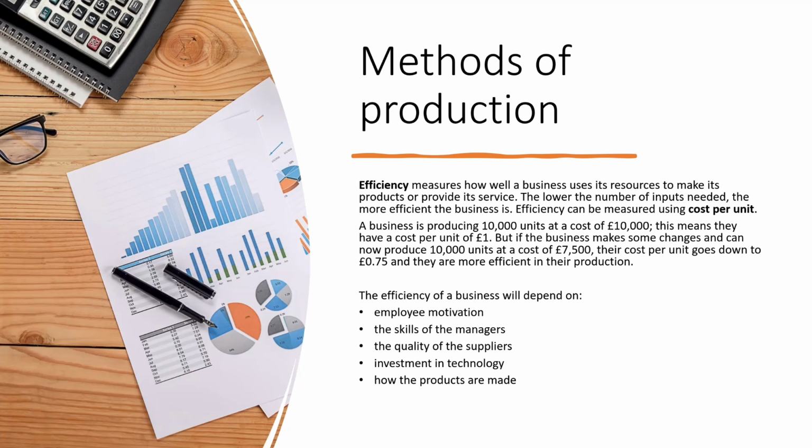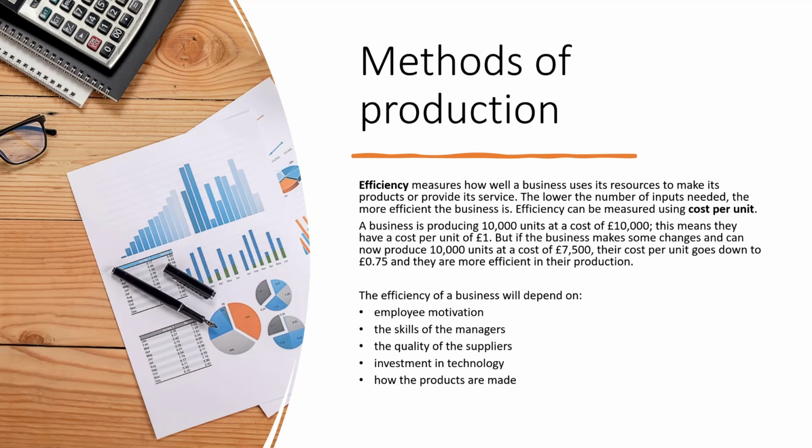So let's go over an example. A business is producing 10,000 units at a cost of £10,000. This means they have a cost per unit of £1. So for every unit, they are spending £1, okay? But if the business makes some changes and can now produce 10,000 units at a cost of £7,500, their cost per unit has gone down to 75 pence, so £0.75 per unit. And for that reason, they have become more efficient in their production.